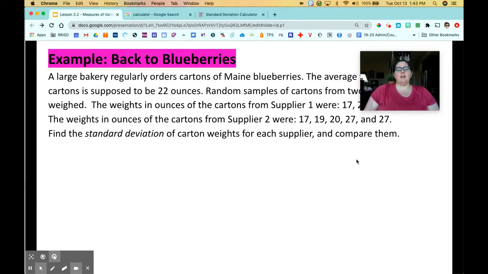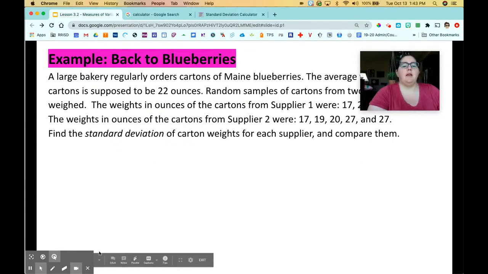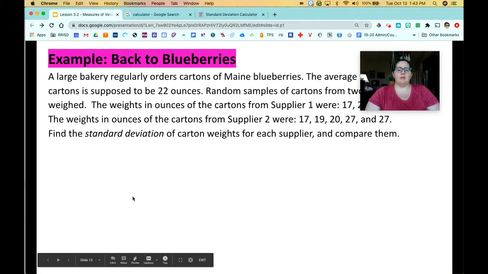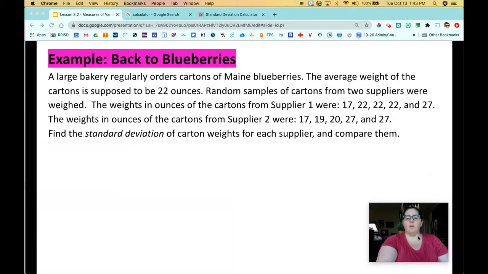So I'm going to go back to that very first example and just kind of bring that back into things. So if you remember, we had the blueberries. Supplier 1 carton weights were 17, 22, 22, 22, and 27, whereas for supplier 2, it was 17, 19, 20, 27, and 27. So we found the ranges of them before, and they had the same range. Sometimes we have numbers that are more or less consistent, and we can't necessarily see that with range.